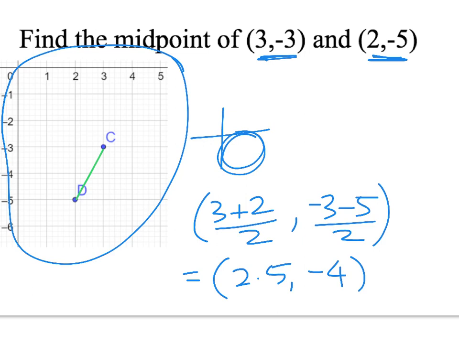We can mark that on the graph. So it's going to be 2.5 here and negative 4 here. It's always worth doing a sketch and checking back to see that you haven't mucked up your signs. One more to go.